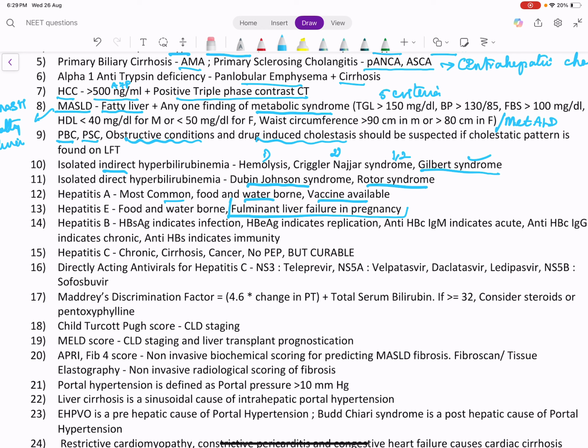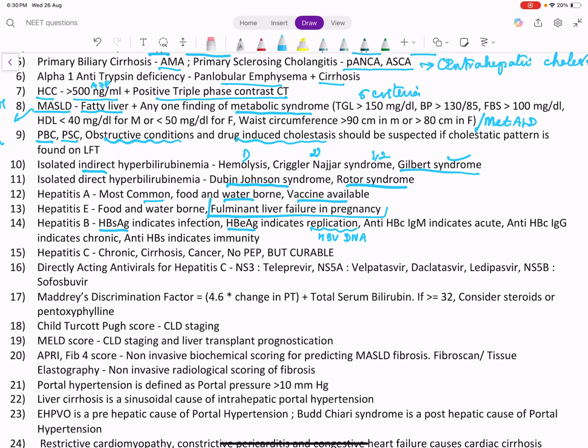Hepatitis B, we should know the serology. So we have two antigens and two antibodies. HBsAg, that is surface antigen positivity, indicates infection. HBeAg, that is envelope antigen positivity, indicates active replication. This correlates with HBV DNA levels. Hepatitis B is a DNA virus.